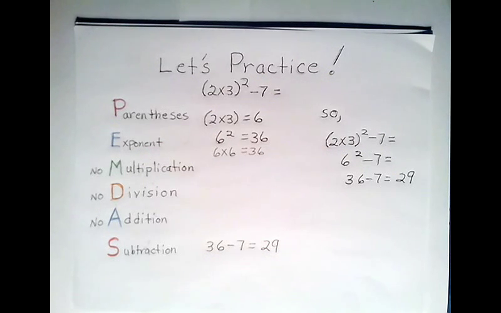Next, we'll look for exponents. We see that 2 times 3 was to the second power, so we will take 6 to the second power, or 6 times 6, and that will equal 36. There are no multiplication or division operations. There's no addition operation. So we'll look at the subtraction operation last. 36 minus 7, our final answer would be 29.